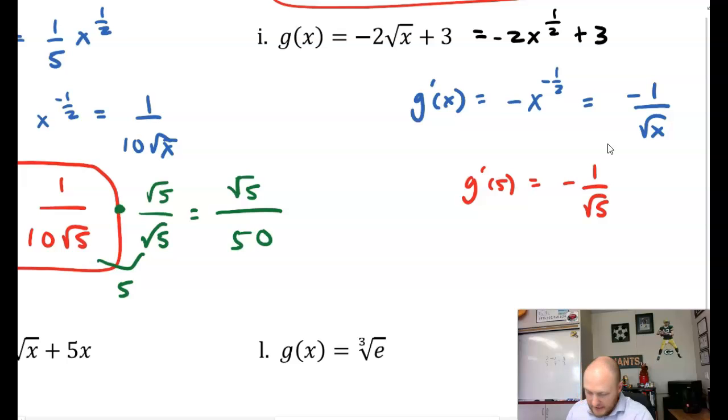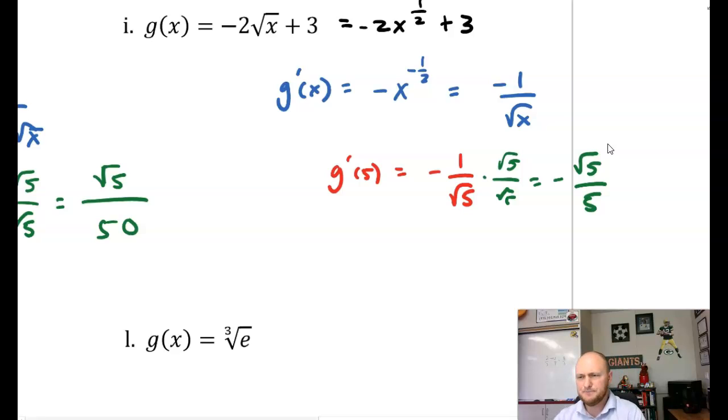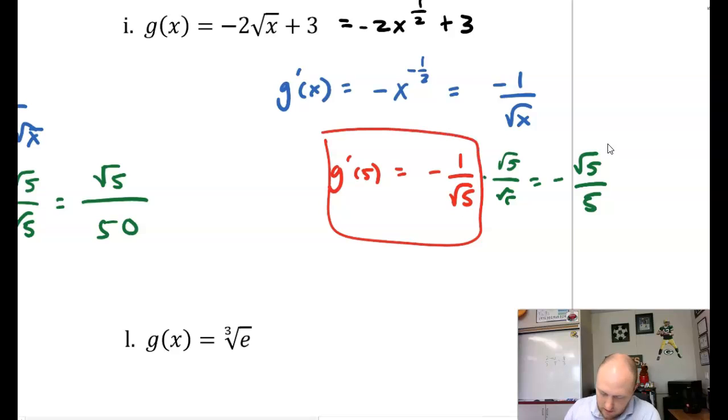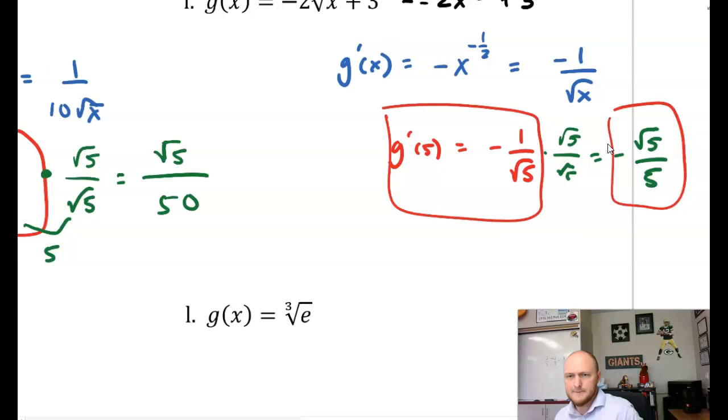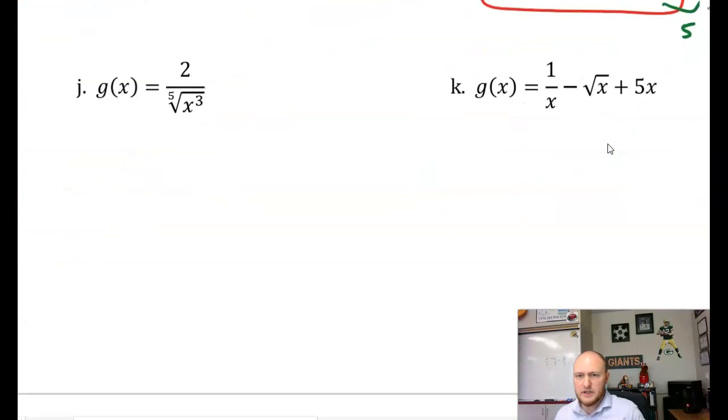Okay? And again, if it's rationalized, you may see it like this, -√5 over 5. For the most part, this is going to be fine, but on multiple choice questions, you may see it like this. Okay. All right, last row here.